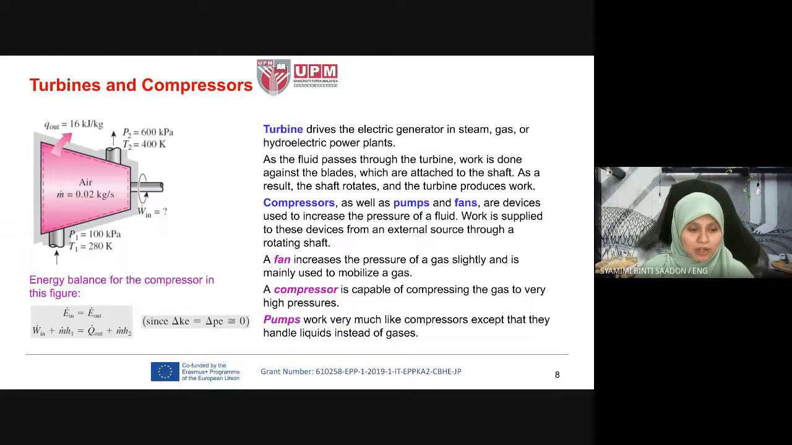And Q out plus m h to W out. Work output plus enthalpy. So kinetic energy and potential energy can be neglected. This means that for a turbine we have work output, it produces work, and for a compressor, work input. And there is no change in Q out, or very very small Q out or Q in compared to the work done, work input or work produced.